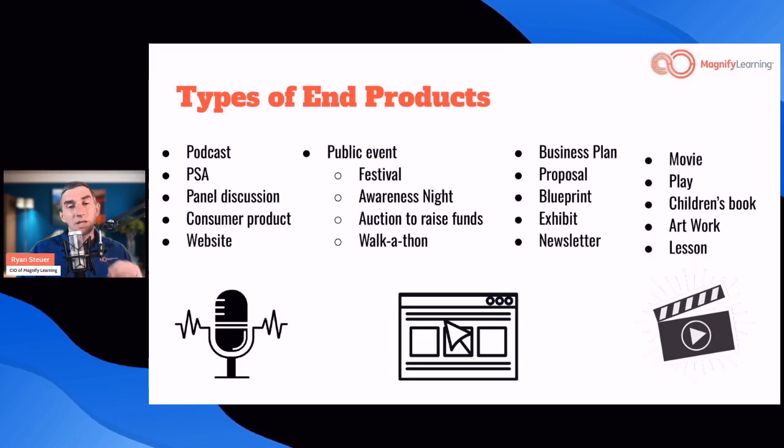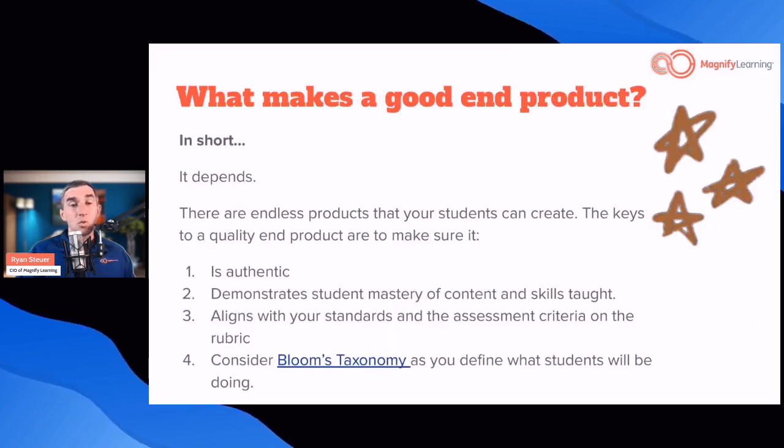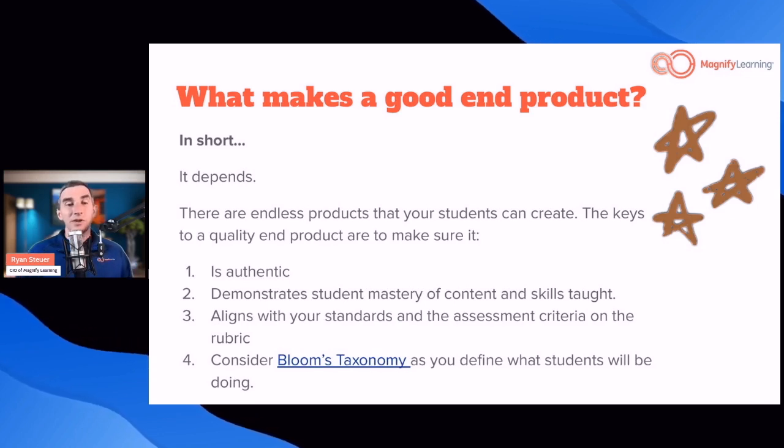So you do want to check some of those things, make sure that your end product fits. So what makes a good end product? In short, there's no easy answer here. It depends, right? Because there are endless end products that your students can create. So the keys to a quality end product are that you want to make sure that it's authentic, that it matches the learning and the exploration, the inquiry that your learners are into. It demonstrates student mastery of content and skills that you've taught.